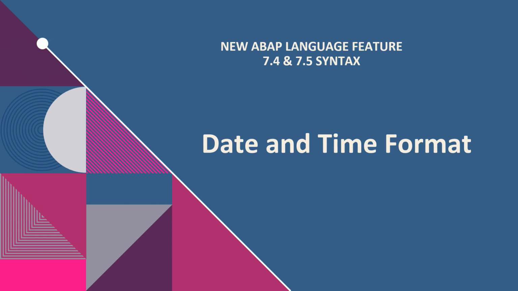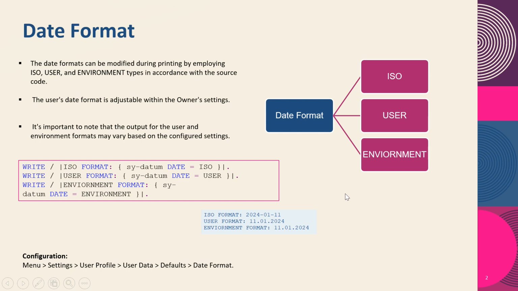In this session, I'll be explaining date and time format. The date format we can have in ISO format, user format, or environment format. It can be modified during printing by employing ISO, user and environment types in accordance with the source code. Owner's setting can be changed, and based on that, user date format can be adjusted.